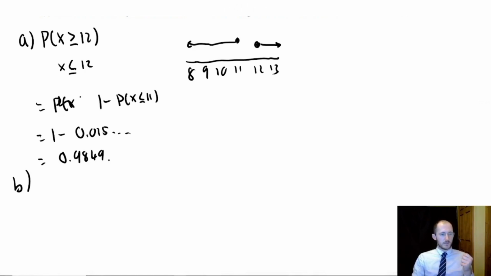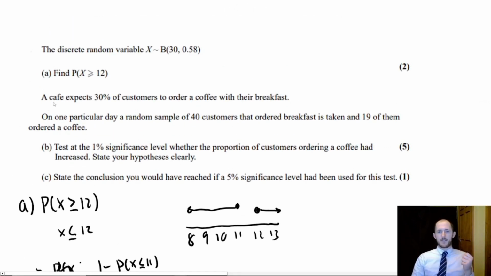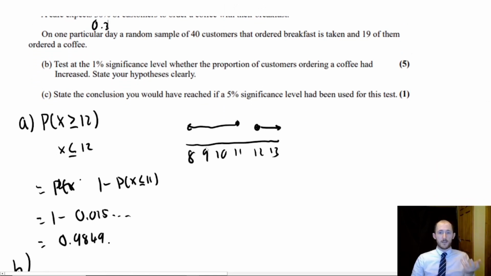Okay. So what it says is a cafe expects 30% of customers, so in other words, the probability is 0.3, to order a coffee with their breakfast. On one particular day, a random sample of 40 customers that ordered breakfast is taken, and 19 of them ordered a coffee. And it says, test at the 1% significance level whether the proportion of customers ordering a coffee had increased. State your hypotheses. This actually gives you 1 mark, just writing the hypotheses.